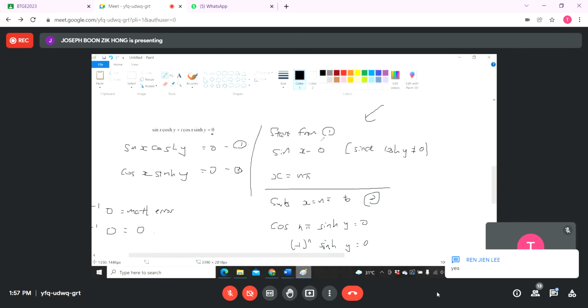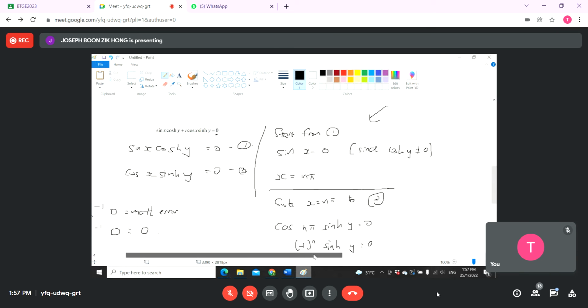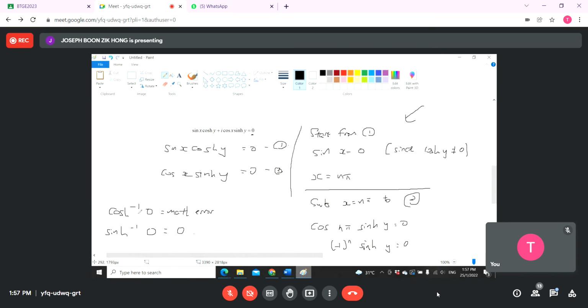Okay, so I start again. Just now I asked you to press cos inverse 0 is what? And then sine hyperbolic inverse 0 is what? We found that only sine hyperbolic inverse 0 can be 0. Cos hyperbolic 0 cannot be 0. So that's why I start with 1. Why do I start with 1, not 2? If I start with 2, this one can be 0, this one can be 0, so I don't know which one is 0.